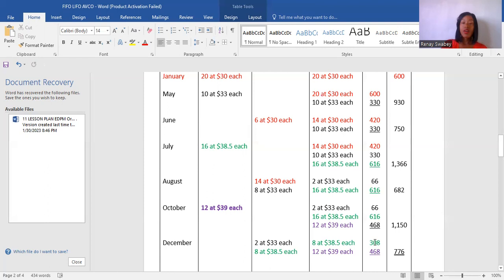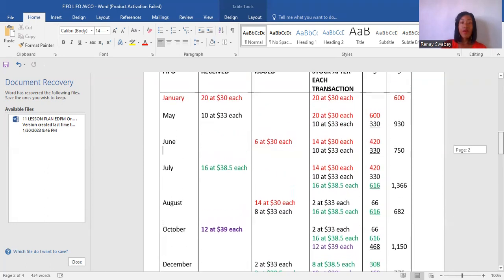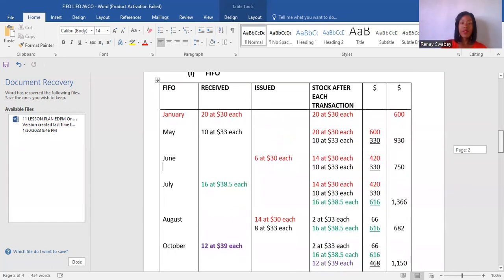In our adjusted column, we will do our addition. 308 plus 468 equals 776. And I'm just checking the time. All right, so $776. And that's the end of our FIFO. First good in, first good to go out. That's FIFO. Now we move on to LIFO.